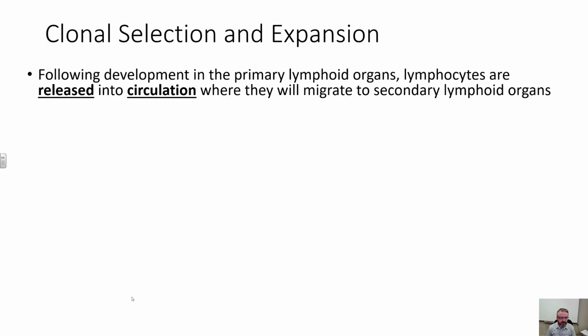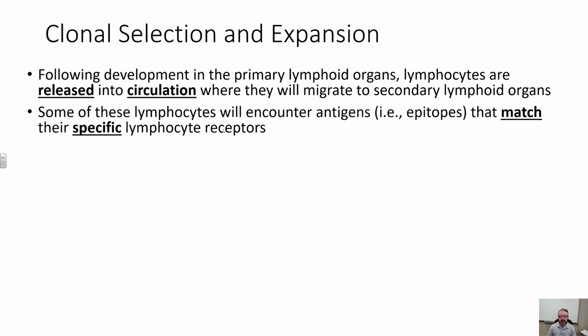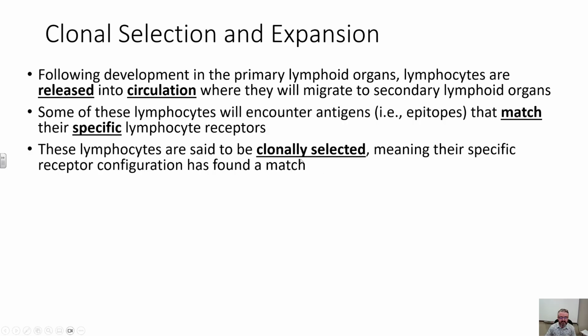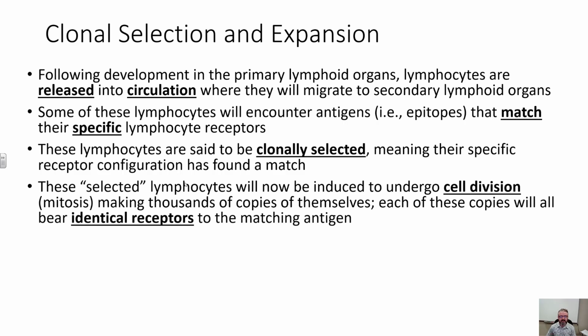So going on a little bit further here, the idea is that this process of copying the relevant receptor configurations is clonal selection and expansion. So the lymphocytes are released. They end up having a match to their specific receptor. They are therefore said to be clonally selected, meaning that particular receptor has found a match. You now copy the lymphocyte that was matched in order to make many, many, many versions, all with the same identical receptor.